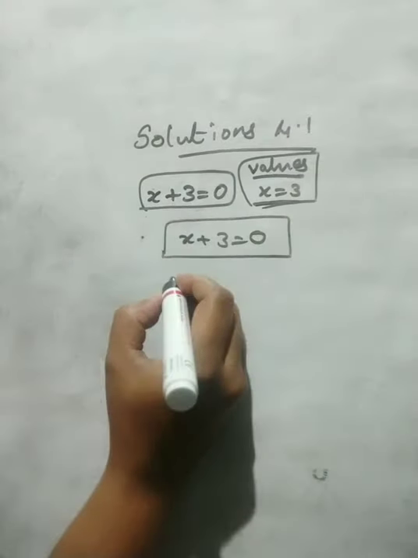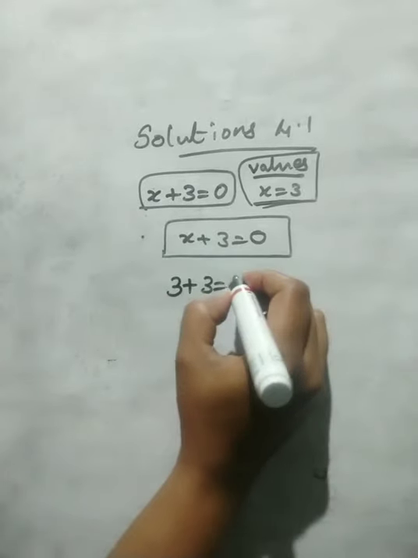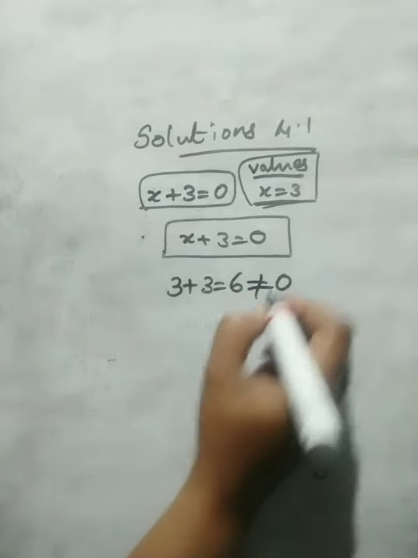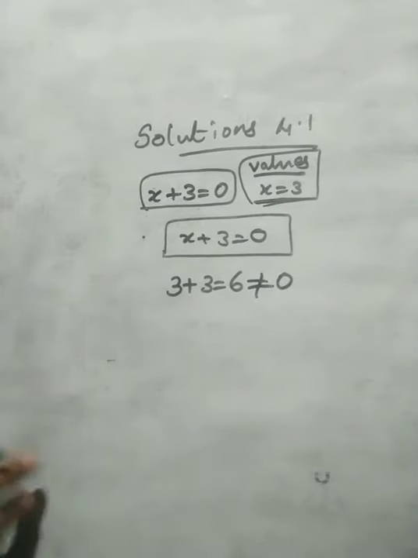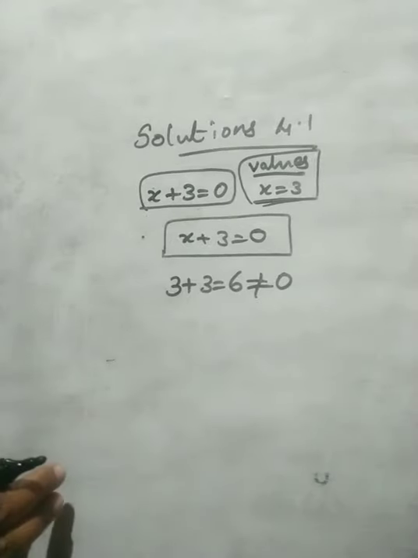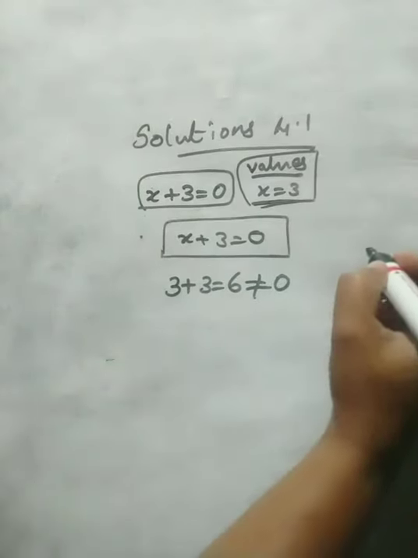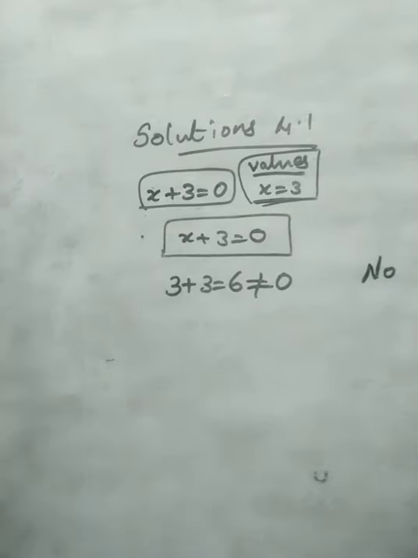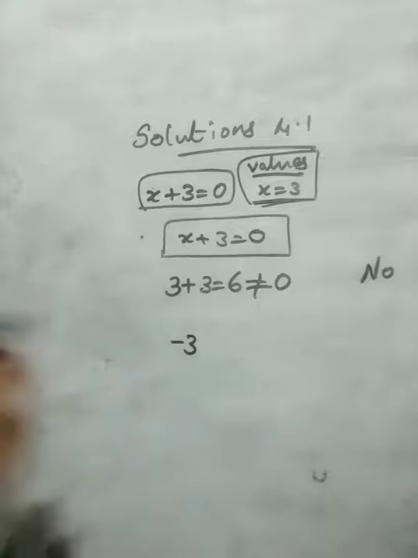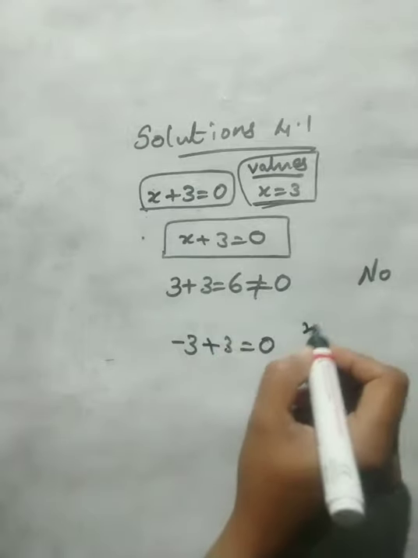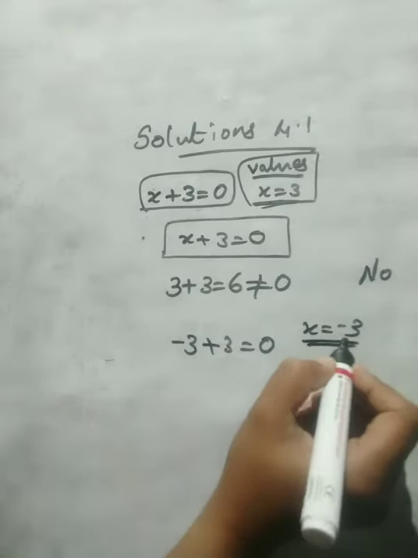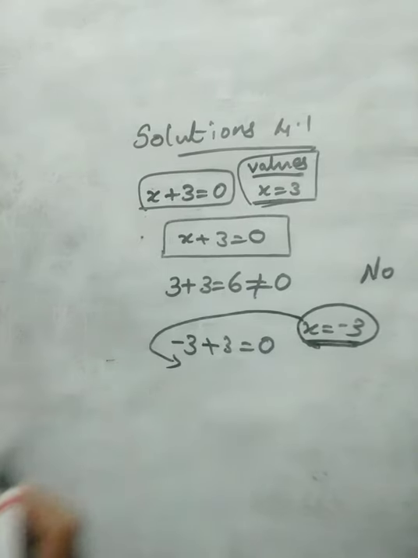So we have to apply: 3 plus 3 is equal to 6, not equal to 0. So the condition is not satisfied here. So we can write that this value is not satisfied, and in the last column we can write no. But what will be x? Here the value will be negative 3. I am saying directly, negative 3 plus 3 is equal to 0. So x will be negative 3. At that time, this equation will be satisfied.